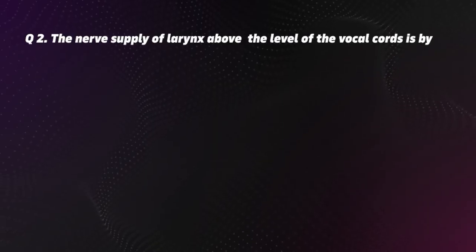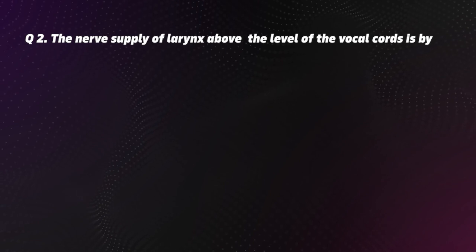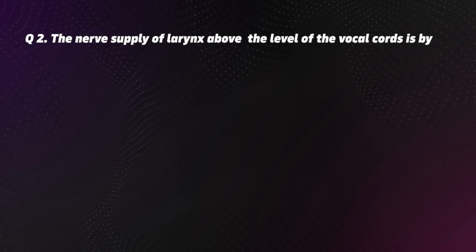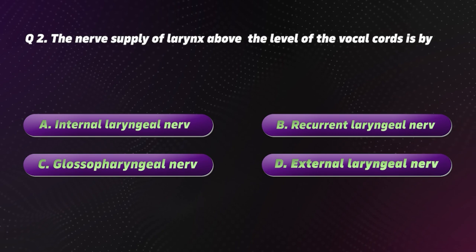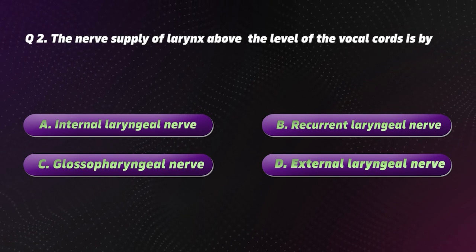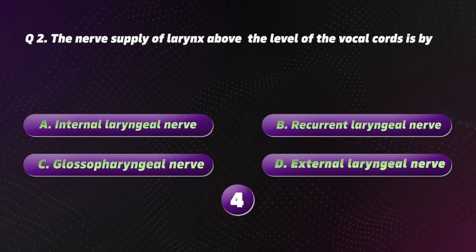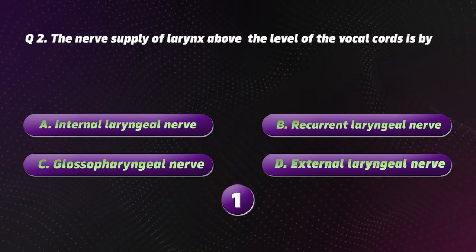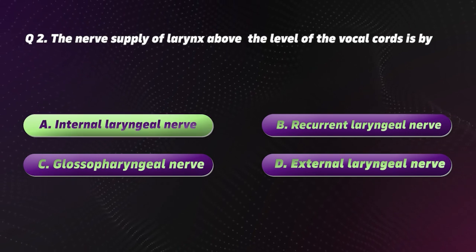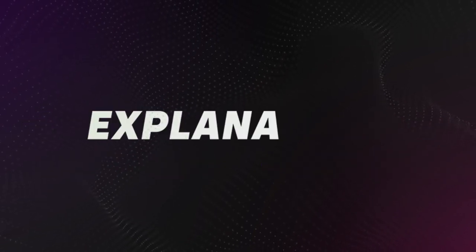Question 2. The nerve supply of the larynx above the level of the vocal cords is by. Here are the options. A. Internal laryngeal nerve. B. Recurrent laryngeal nerve. C. Glossopharyngeal nerve. D. External laryngeal nerve. And the correct answer is option A. Internal laryngeal nerve.